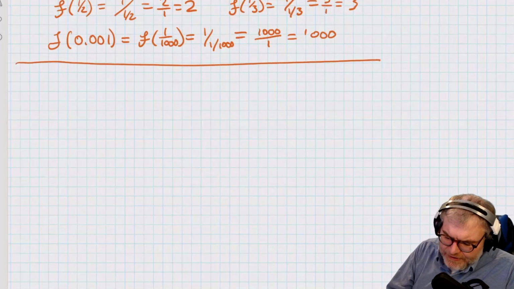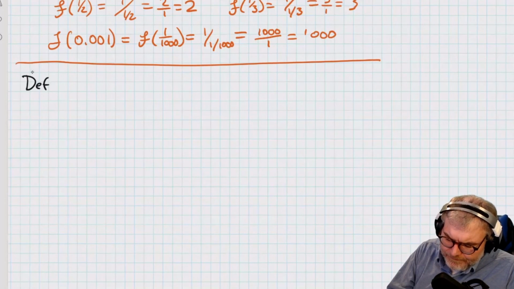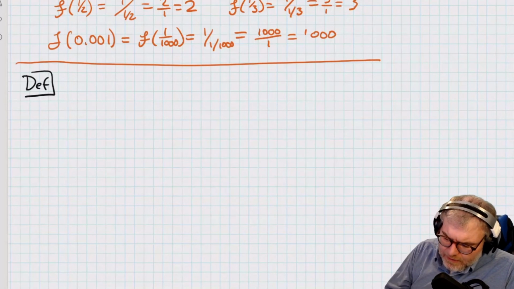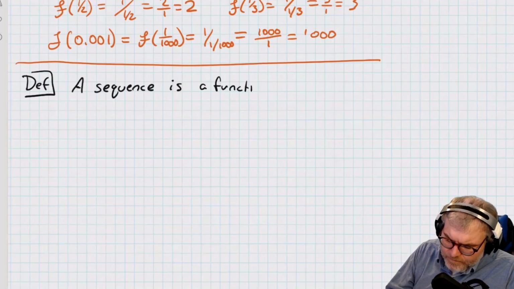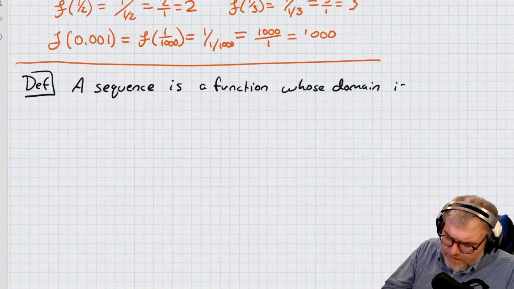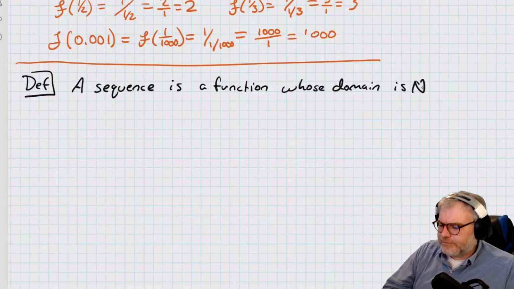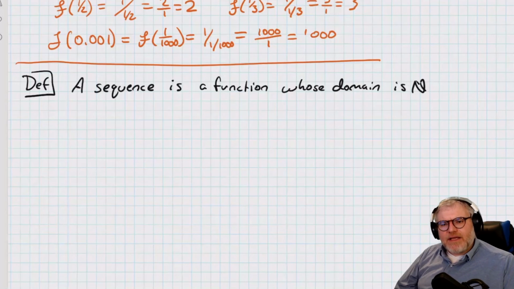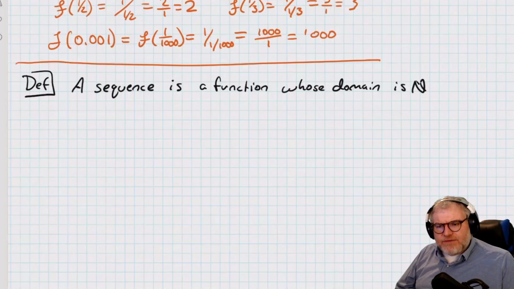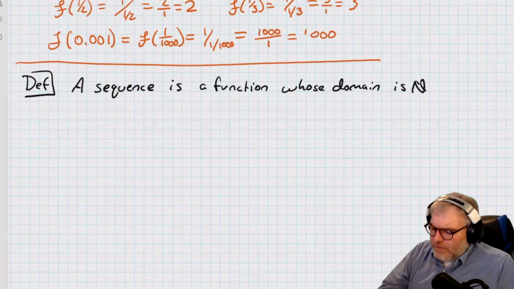So here's a definition. A sequence is a function whose domain is the natural numbers. Wow, that's difficult, right? Wait a minute. Any function whose domain is the natural numbers. So what do we mean by this?